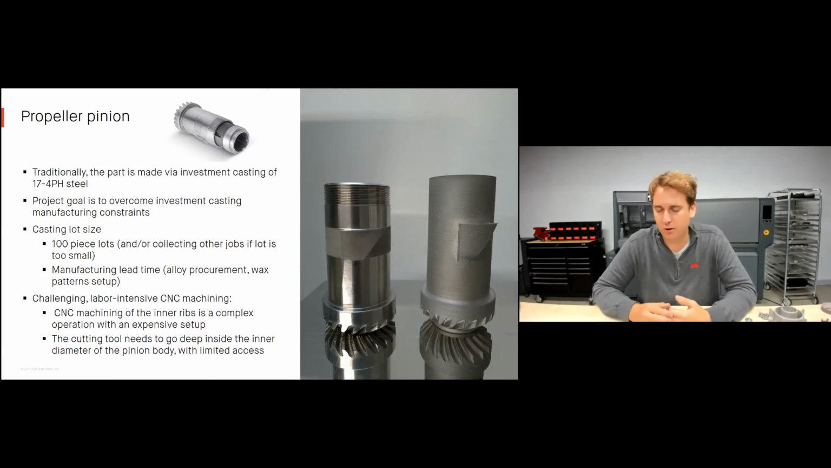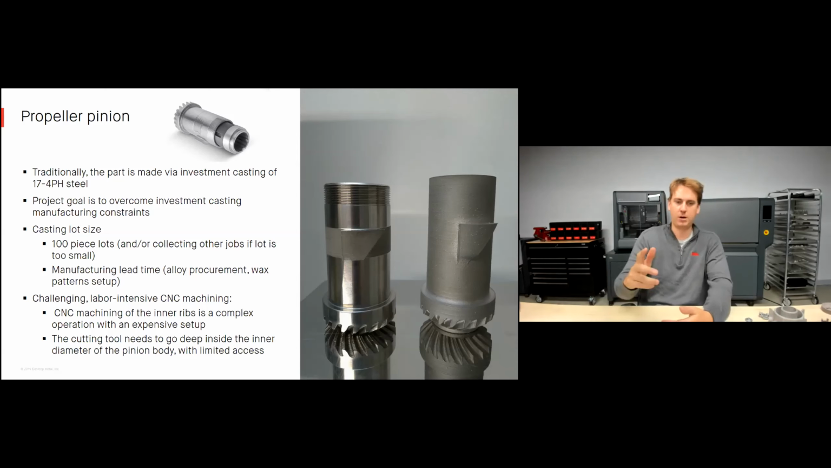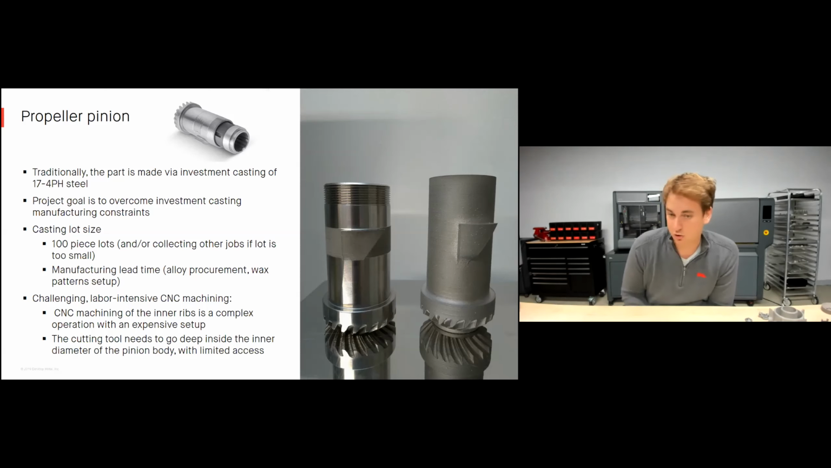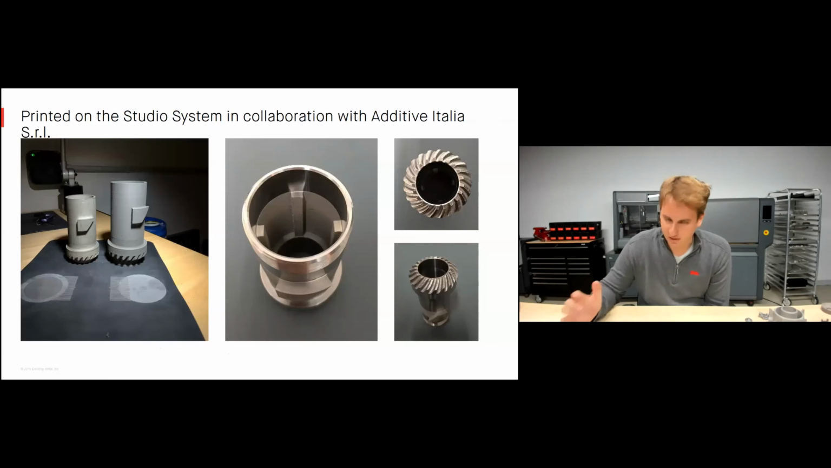And even after they got the parts back from the foundry, they still required some challenging, labor-intensive CNC machining. They had to CNC machine those inner ribs that you're seeing here. The cutting tool also had to come down deep down on the internal diameter of this part, which was quite challenging. So what did they do? They printed this part.